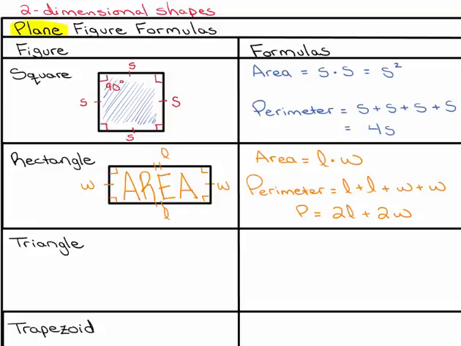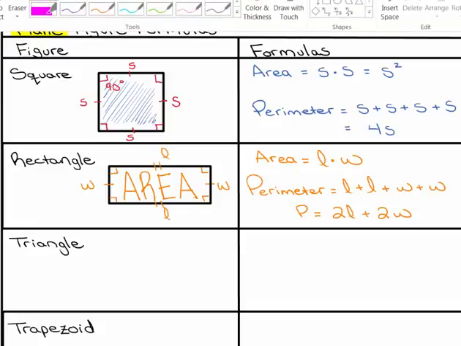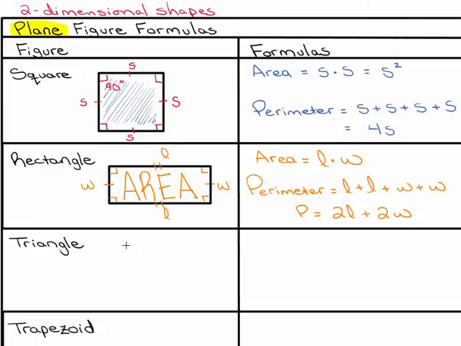Triangle. Do I see if I have a triangle here? Oh, I do have a triangle here. It's a nice little triangle. There we go. Nice triangle.